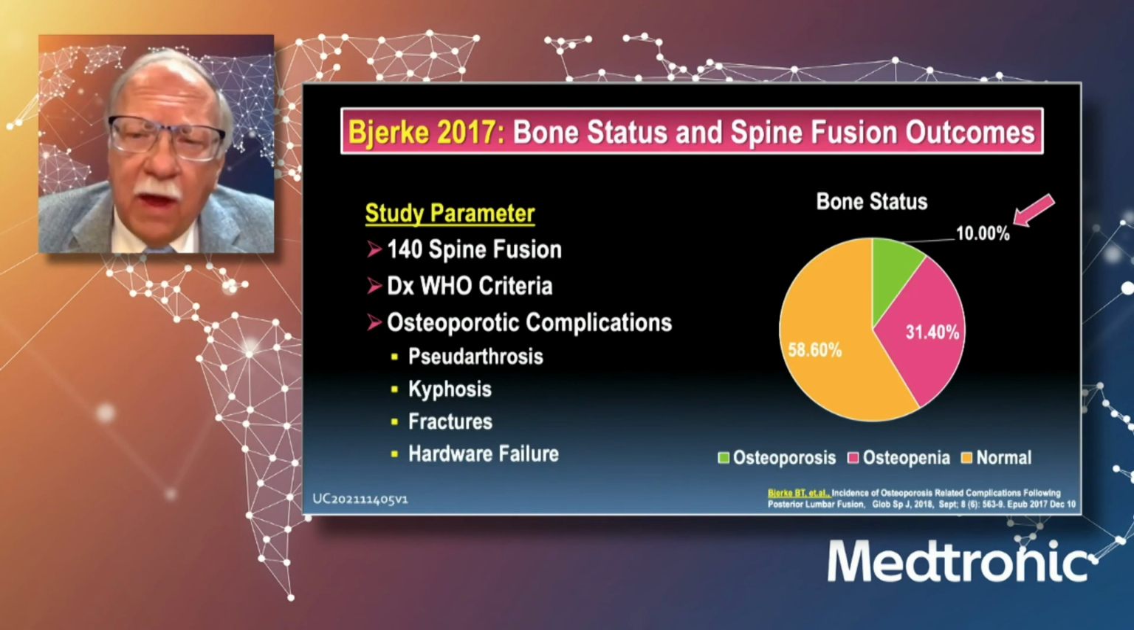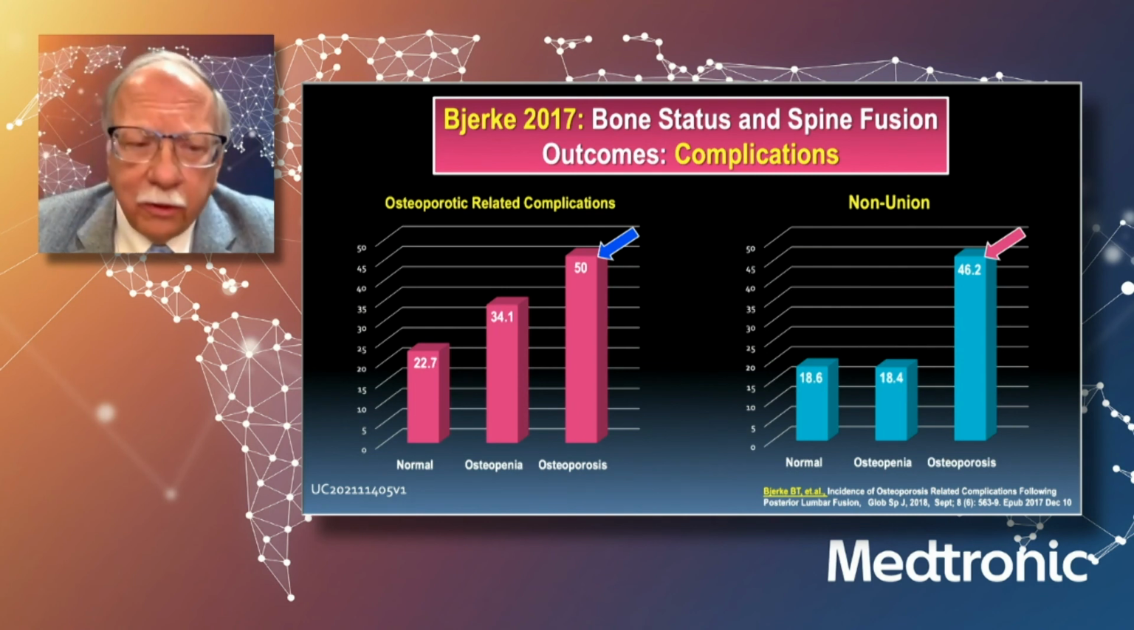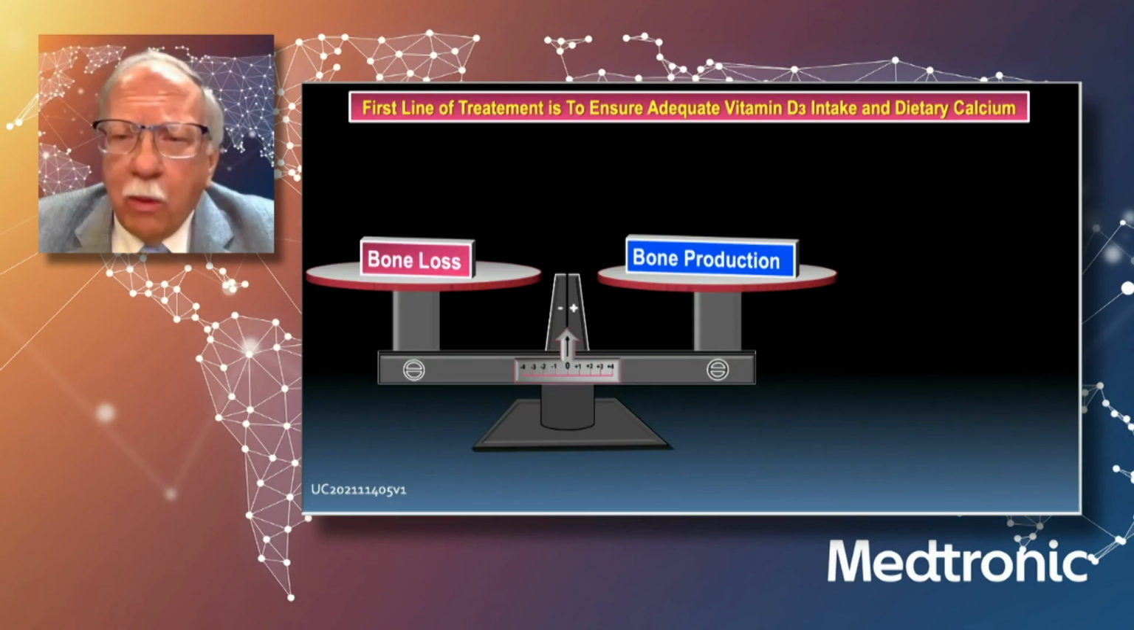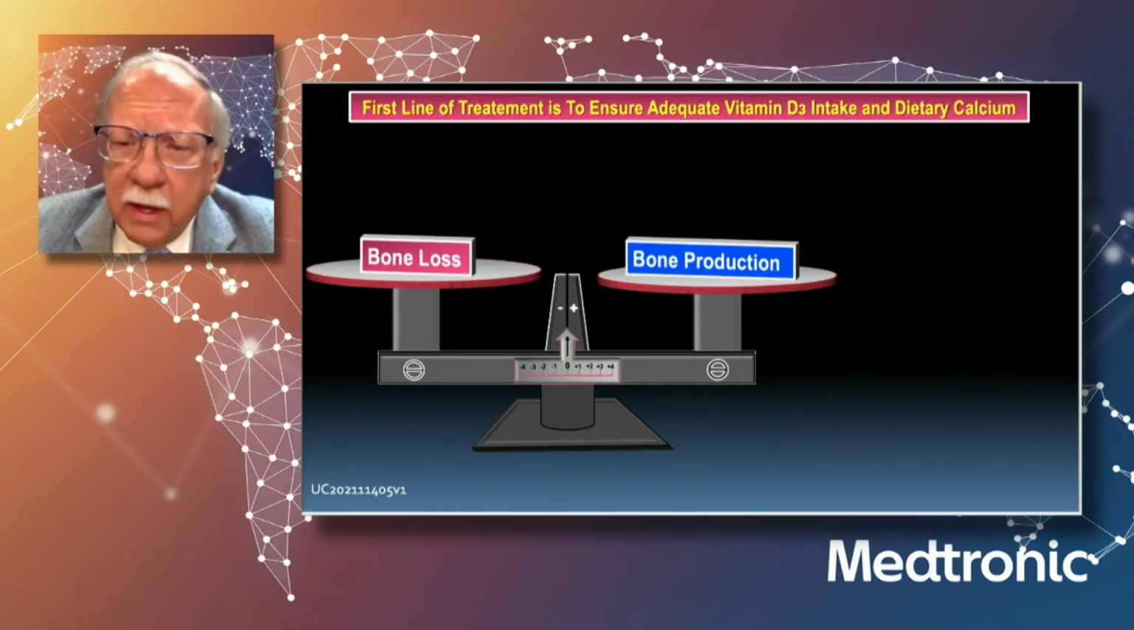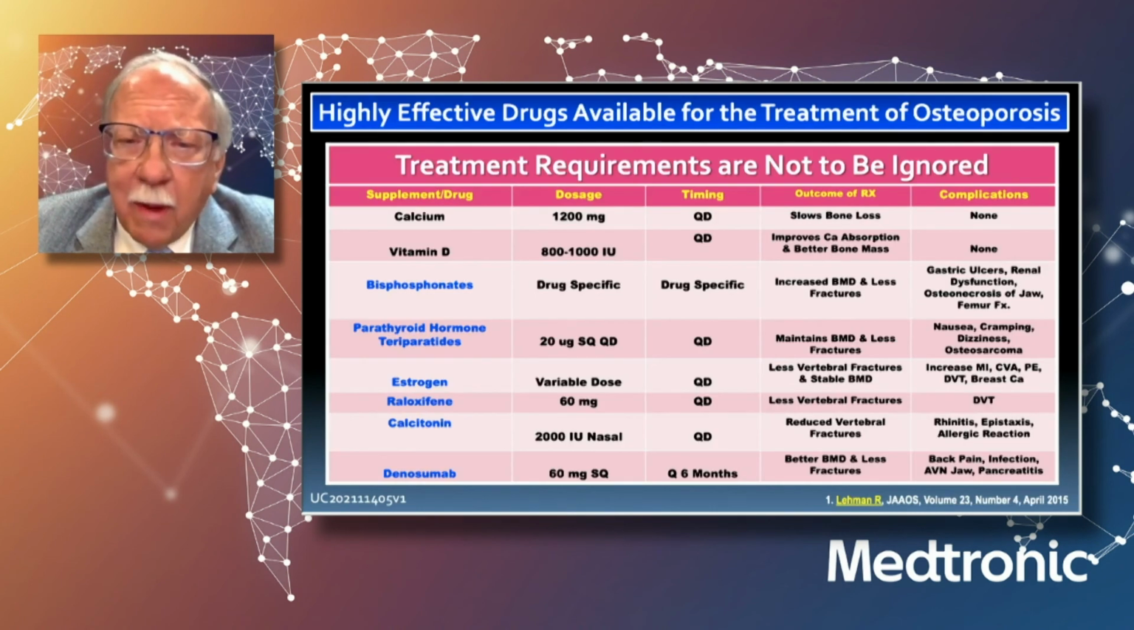Another paper by Bergerke found that when you have poor bone quality, osteoporosis, you can see that you have 50% complications, and your nonunion rate also skyrockets. Again, a reason to treat osteoporosis. It's very, very important in our fusion patients. We want to build bone production, and you need to make sure that the calcium's okay, and use the table on the right to prescribe it on patients you might suspect are low. You also have all these marvelous drugs that have become effective in treating osteoporosis, particularly the teriparatide and the bisphosphonates, that you want to consider when you're using yourself or sending to a bone specialist.